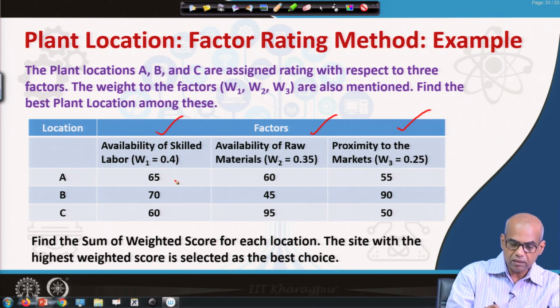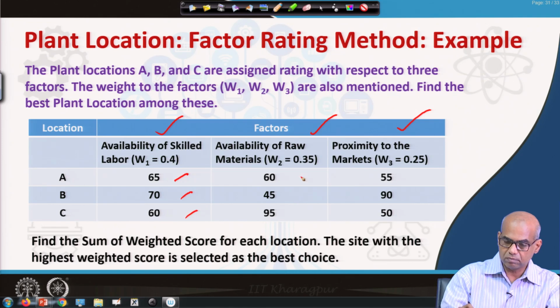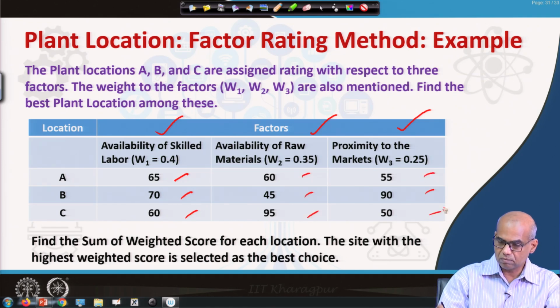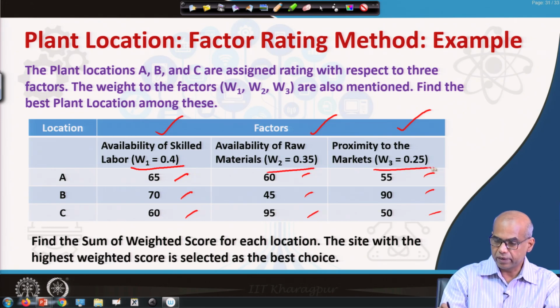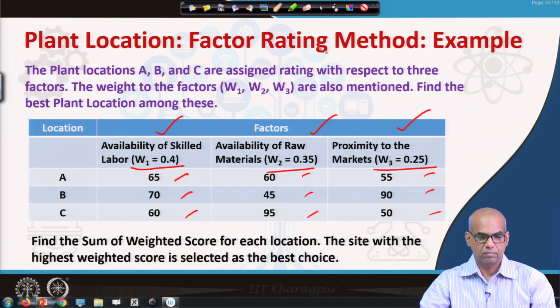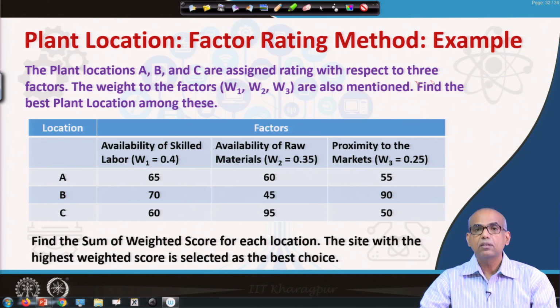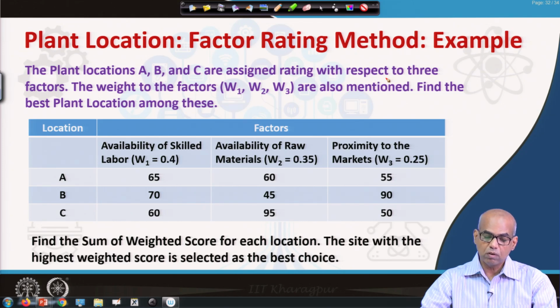So, these are the ratings and these are the weightage. Considering these, we have to decide which plant location will be best. What we have to do is find the sum of weighted score for each location. The site with the highest weighted score is selected as the best choice.